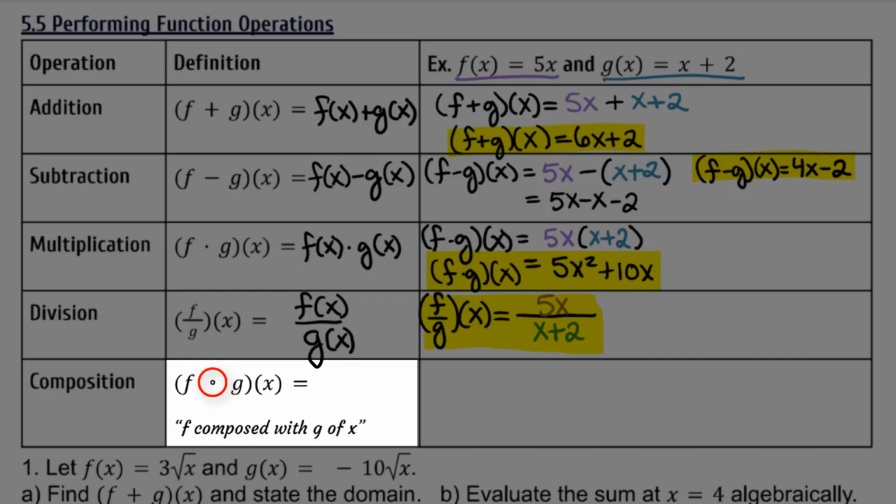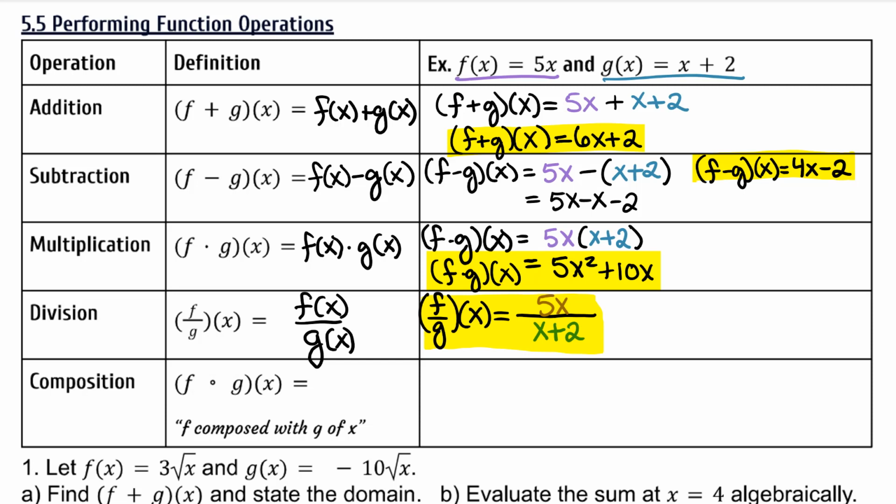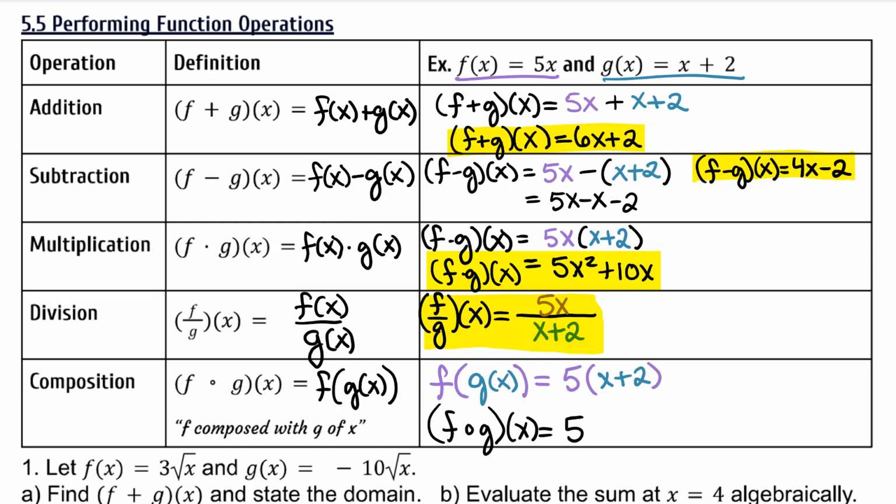The last one is a circle, not a dot, a little circle. This is f composed with g of x. You could also write that as f of g of x. That means we're going to plug in the entire g of x function into the input of f. F of x is 5 times x, so f of g of x will be 5 times g of x. So f composed with g of x is 5x plus 10.